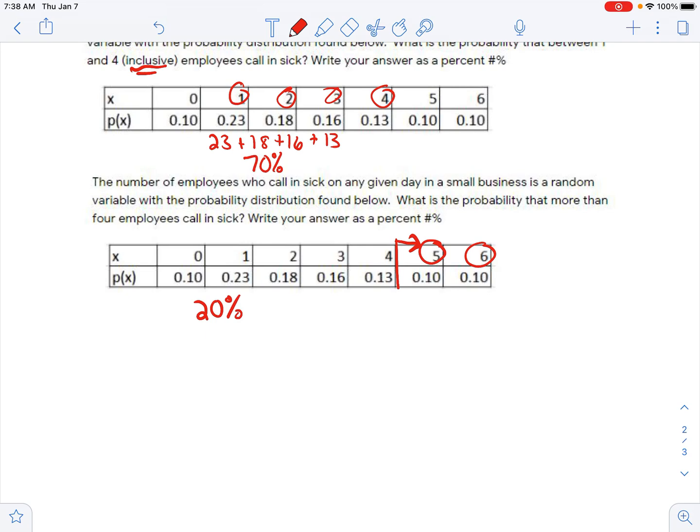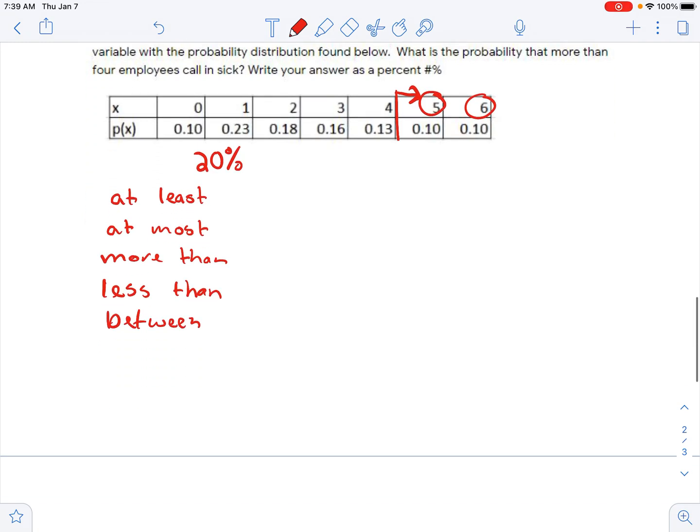I encourage you guys to look at it. You know, the keywords that we're looking for that you're going to see over the next weeks: at least, at most, more than, less than, and then you're going to have between these two values and between when it's inclusive as well.